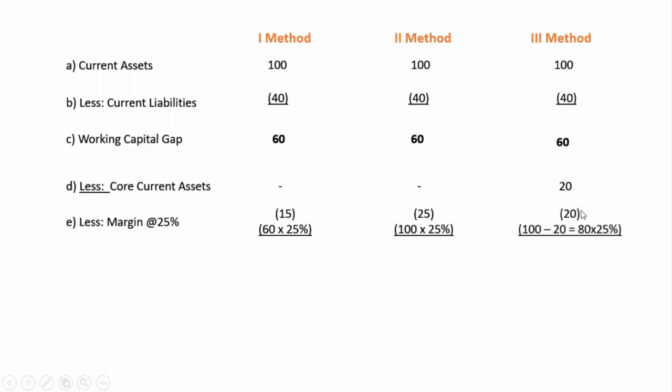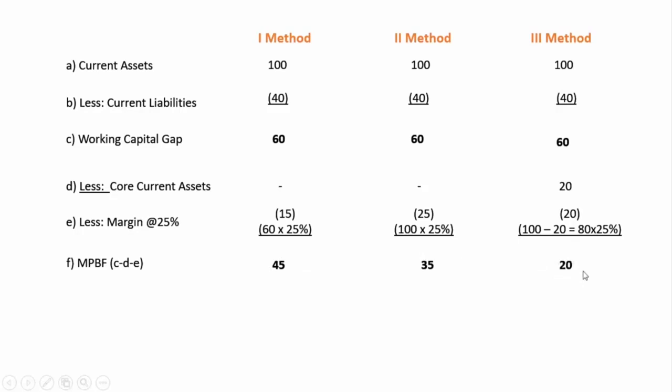Okay. Now let's see what is the maximum permissible bank finance. So it's going to be C minus D minus E. So in the first method, it is 45. In the second method, it is 35. That is 60 minus 25. In the third method, it is 60 minus 20 minus 20. It is only 20. So if you notice, the first method is a very liberal method. The second method is a balanced one. And the third method is a very stringent method.